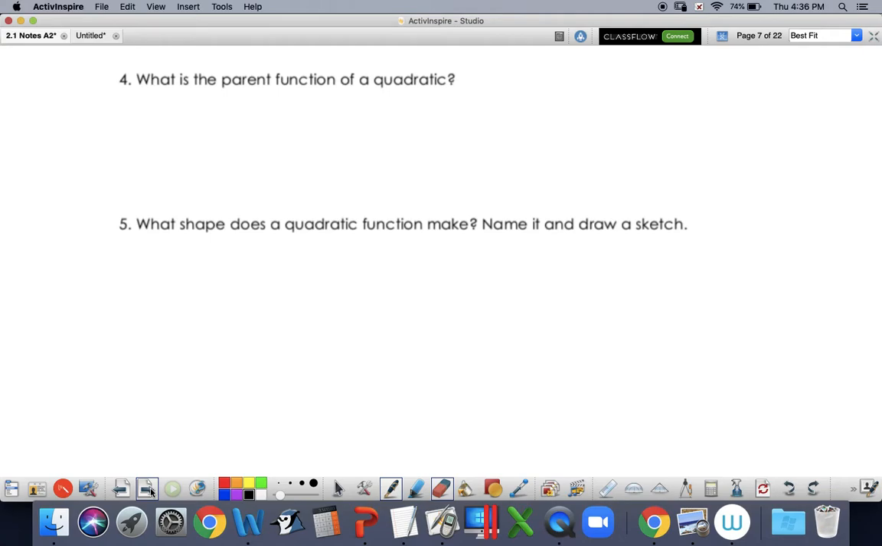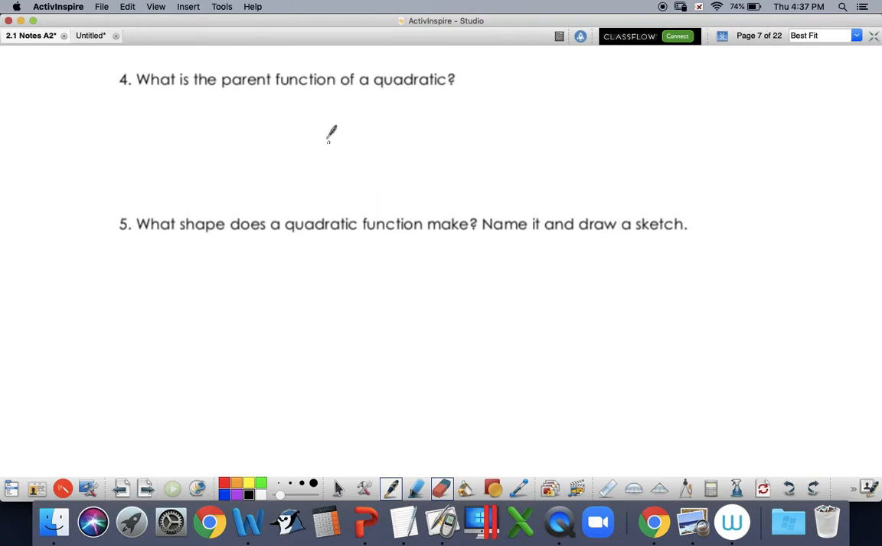Now we move on to just the last couple. We're going to get to 4, 5, and 6 in your notes, and that will be it for our note taking for the day. Now this whole unit is going to be all about quadratic functions. Last unit was all about linear equations. Now we're going to start talking about quadratic functions.